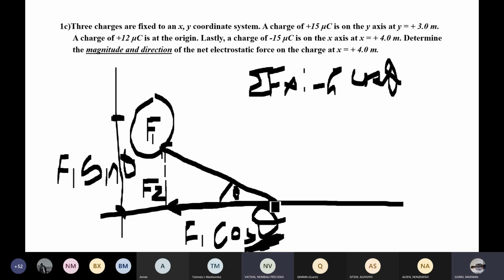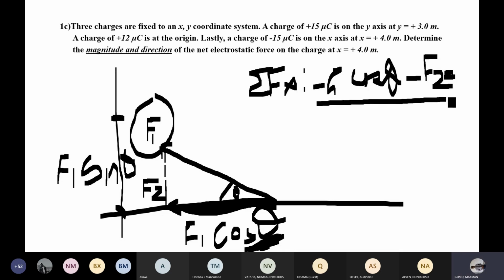Then you also remember, you also have this one. This one has nothing to do with F1. F2 is standing on its own. It doesn't have anything to do with F1. Therefore, you also have to include F2. So you also have negative F2 here because it's also going to the left. So if these forces are to be dealt with, this is what you have in your horizontal component.